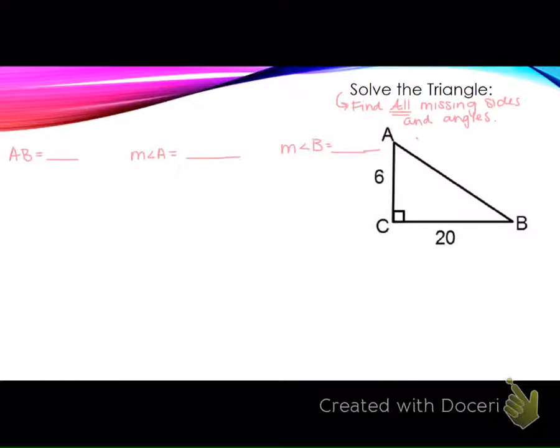Tell me how you want to find one of those pieces. It doesn't matter which one you want to find. Just tell me which one you want to do first and how you want to do it. Landon, AB, how can we find AB? By doing Pythagorean theorem of 6 squared plus 1 squared equals 1 squared. So we know 2 sides of a right triangle, so we can do the Pythagorean theorem. So we're going to do the Pythagorean theorem there.